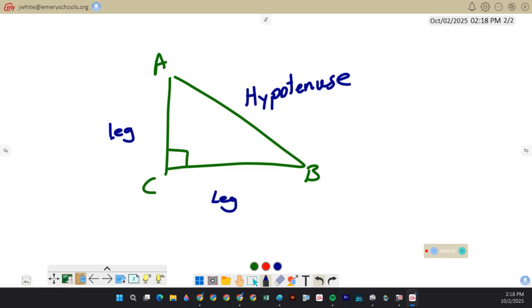Okay. And then every right triangle has a 90-degree angle or a right angle. And then the other two angles are called base angles. So A is a base angle and B is a base angle.